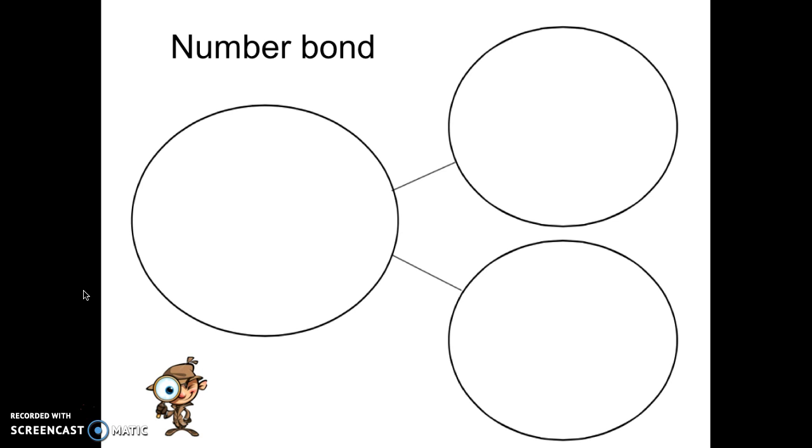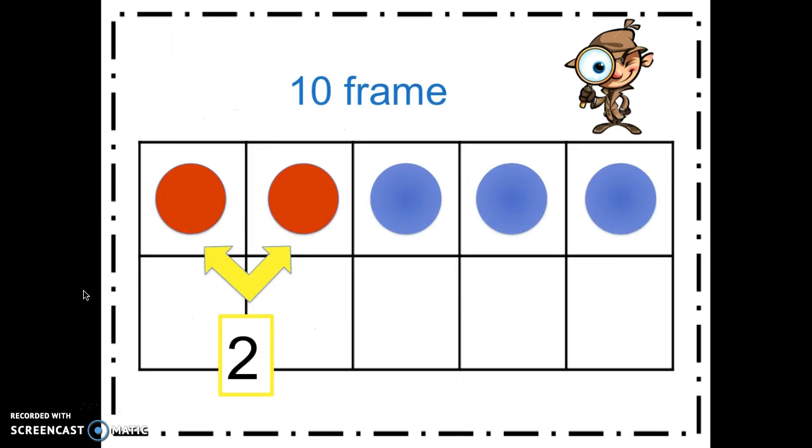This tool is a number bond. It is a big circle, and in the big circle goes the total or the whole amount. In this case, that's the 5. What was one of the numbers I found hidden in the 5? I don't remember. Let's look back. Oh yes, 2, that's right. So 2 is part of 5. I'm going to put that into my number bond.